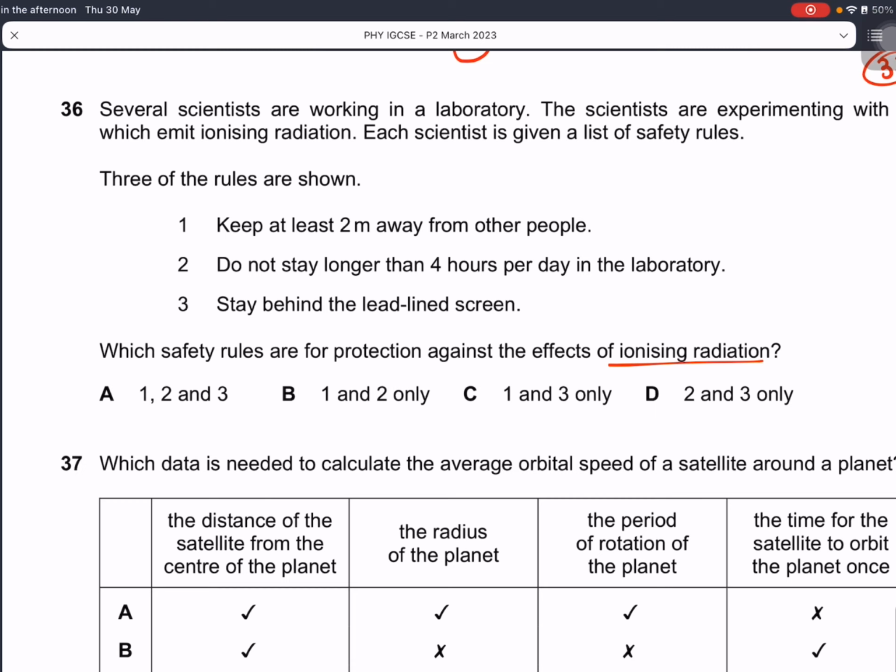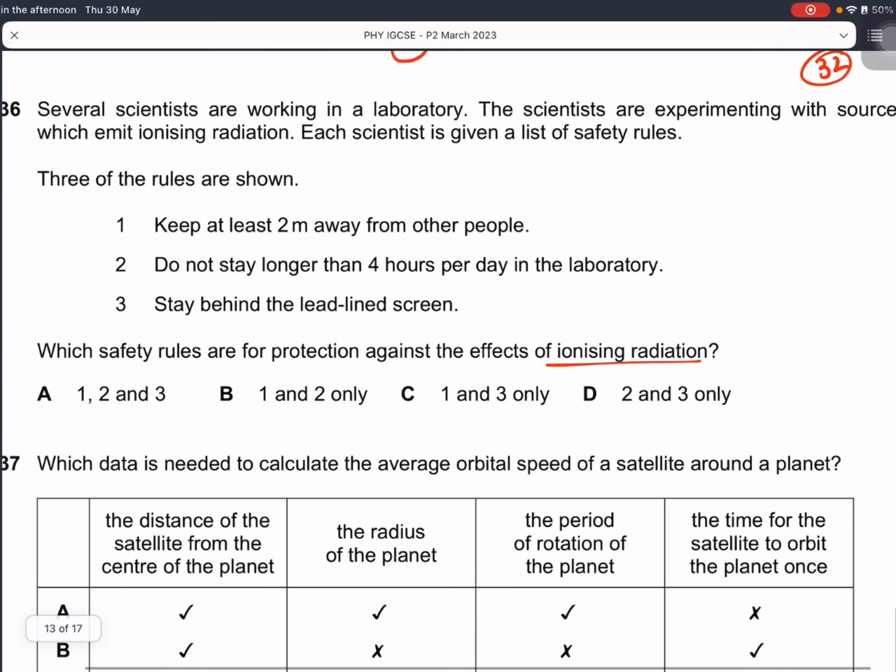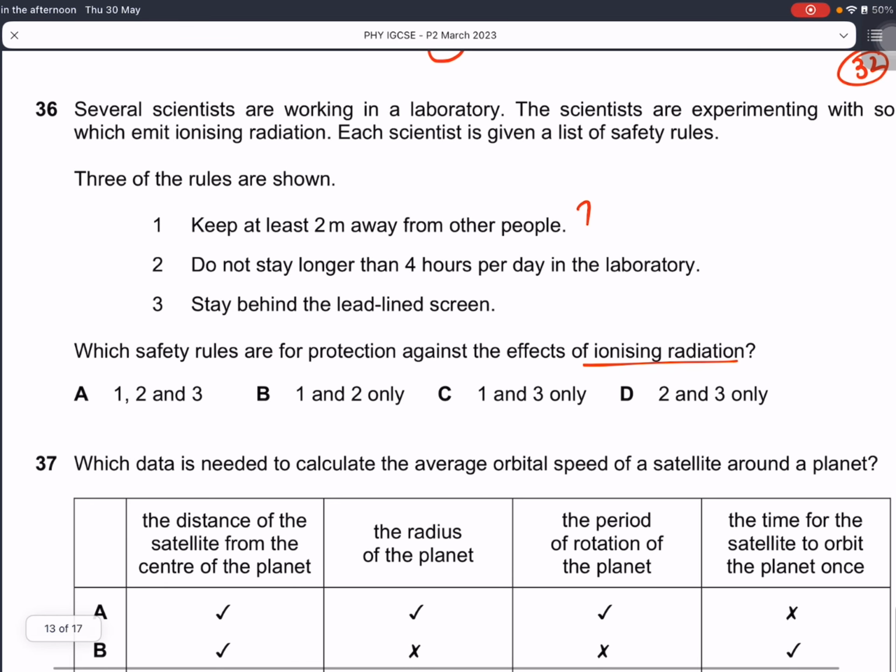Okay. Keep at least 2 meters away from each other. Well, about the rules, this one doesn't make much sense. Let's go with 2. Do not stay longer than 4 hours per day in the lab. Well, it's not really specifying the time, but it's like minimize the time. Yeah, probably it's correct.